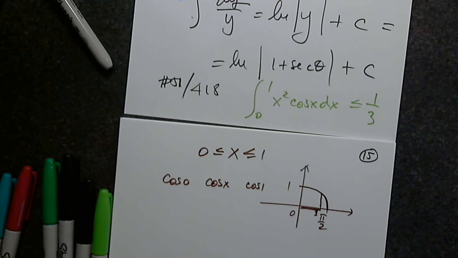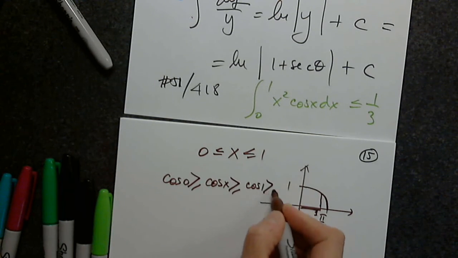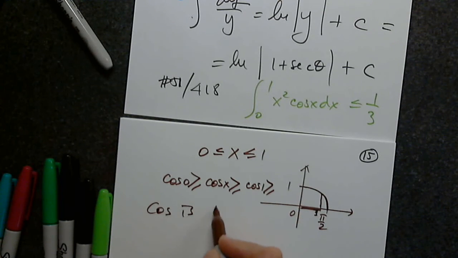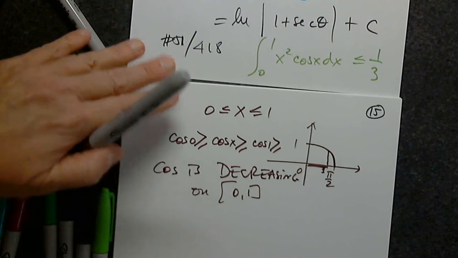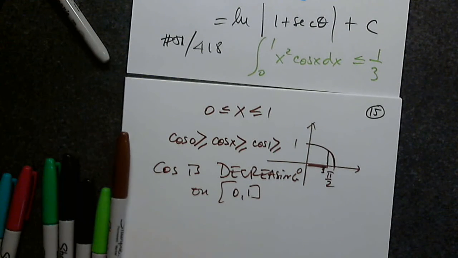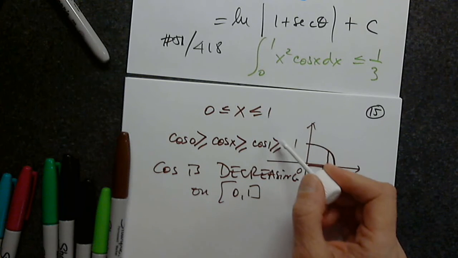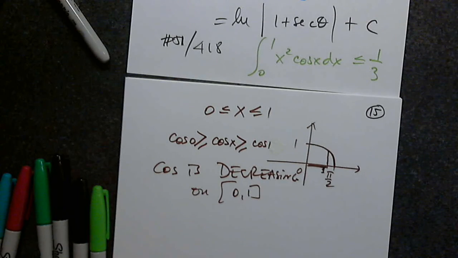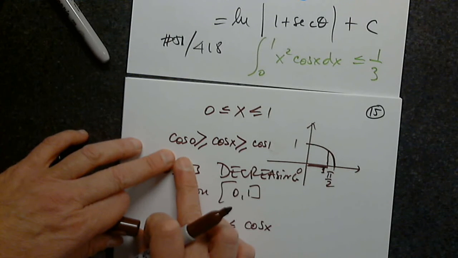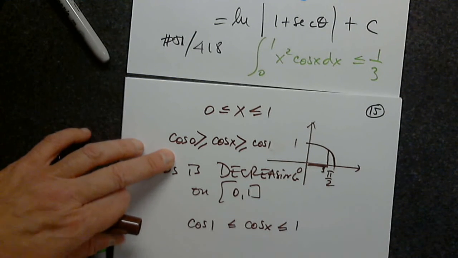Very good. Excellent. Why? Because cosine is a decreasing function on the interval 0, 1. I'm going to write the inequality in the correct order. I'm just going to copy what I see and write it in the correct order. Cosine 1 is less than or equal to cosine x. And how much is cosine 0? 1. Excellent.